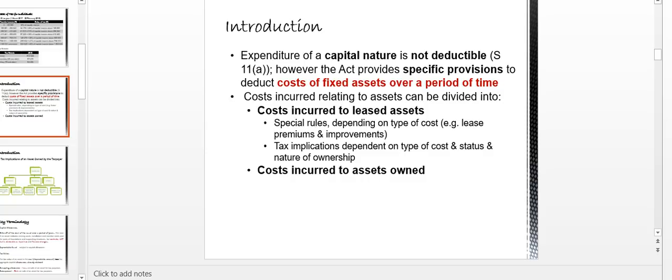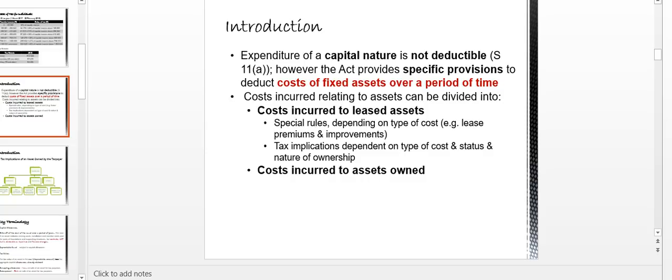So expenditure of a capital nature is not deductible according to section 11A. However, the Income Tax Act specifically provides some provisions to deduct the cost of fixed assets over a period of time. So take note, it's the cost of the fixed asset. With a capital allowance, you need to think of it as depreciation, or the loss of value of an asset.